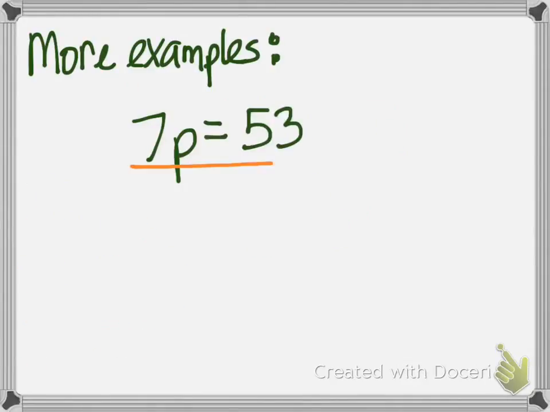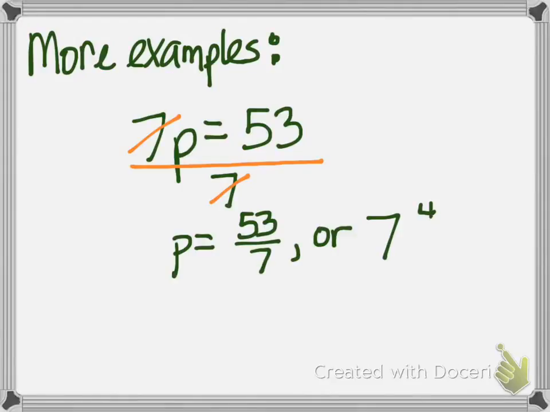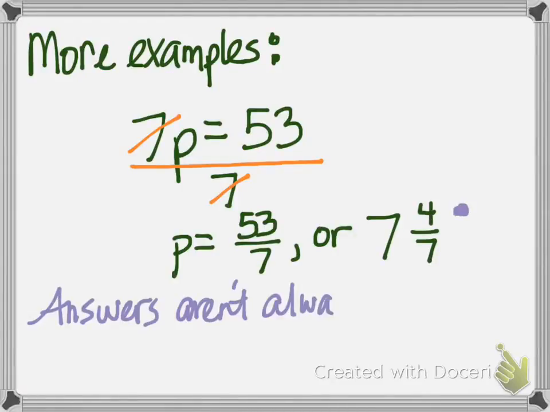Here are more examples. 7p equals 53. 7 times p, its opposite operation is division. Divide each side by 7. P is equal to 53/7, which is an improper fraction. You can simplify that to 7 4/7. Answers are not always whole numbers. You can have fractions, you can have decimals, you can have what we call irrational numbers or radicals, but that's later on.